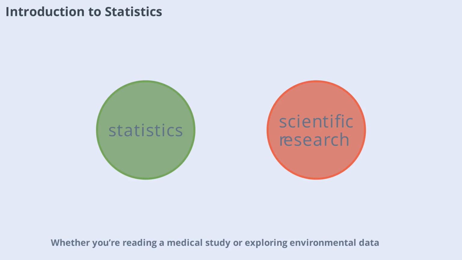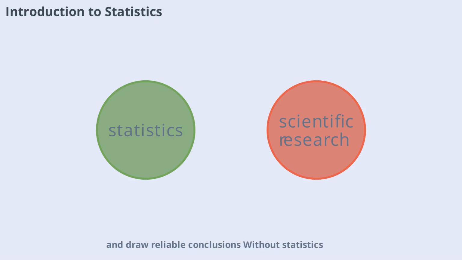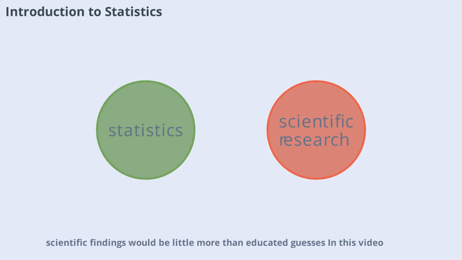Whether you're reading a medical study or exploring environmental data, statistics are everywhere. They help researchers make sense of complex information, spot patterns, and draw reliable conclusions. Without statistics, scientific findings would be little more than educated guesses. In this video, we'll explore how statistics underpin every stage of research, from designing experiments to interpreting results.